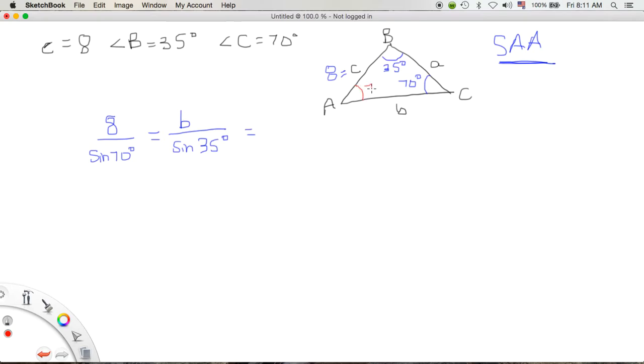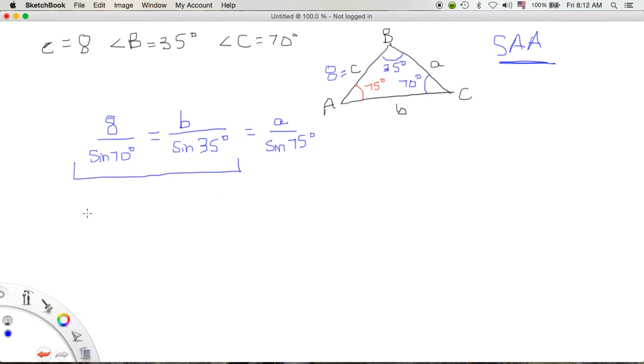That's right, 75 degrees, because how do we know that? 180 minus 70 minus 35, 75 degrees. So we can also set up our ratio for A. Now, of course, you don't want to solve it with multiple unknowns, so we'll solve one at a time.